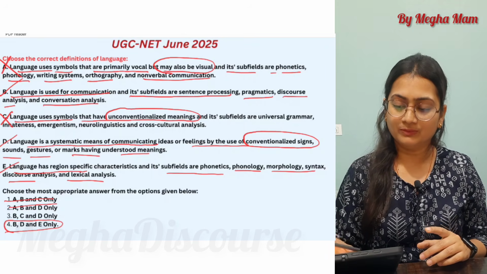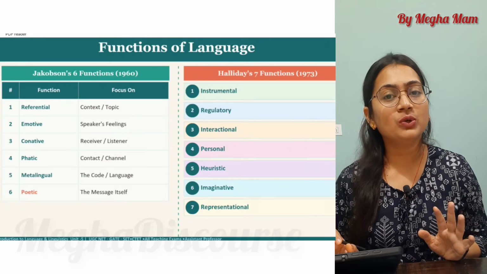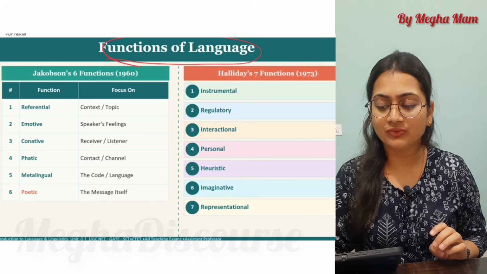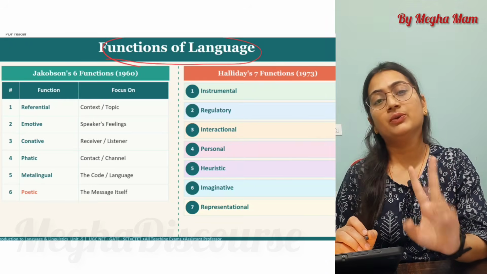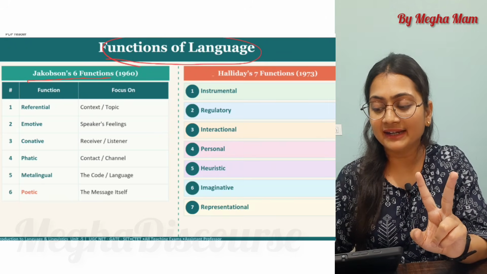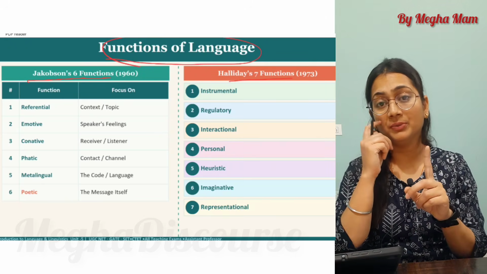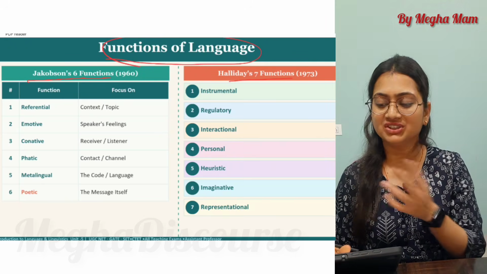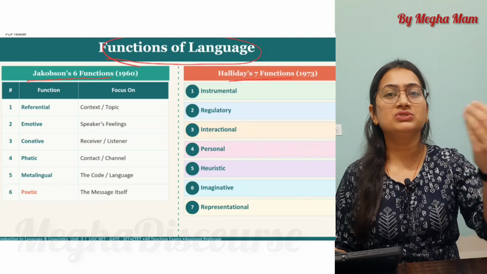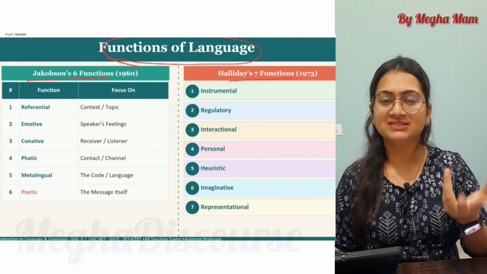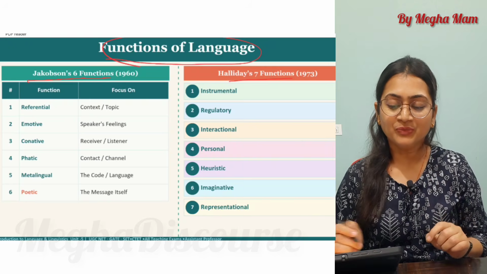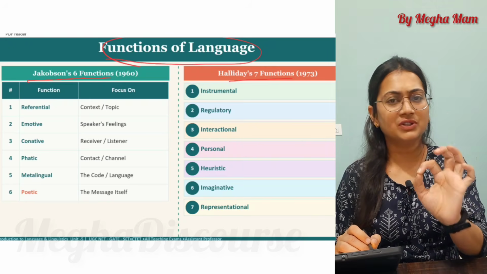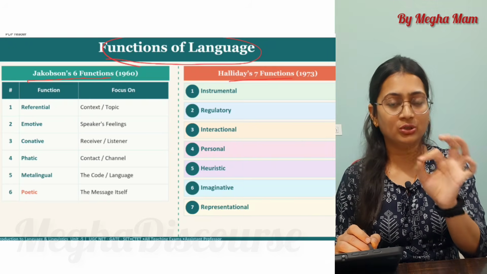Okay. Now the functions of language. What are the functions of language? We have 2 major linguists, Roman Jakobson and Halliday's 7 functions. They are your PYQ. They generally ask how many functions they have given, or they can give you 2 or 4 words and you have to find the odd one, eliminate the wrong one. So first, Jakobson has given 6 functions. You only keep the names in your mind.